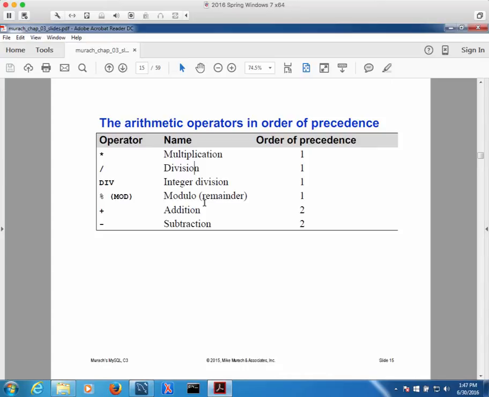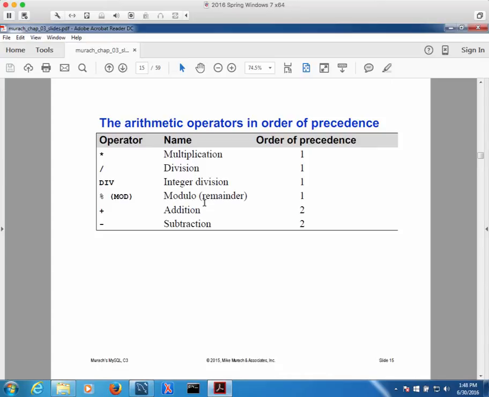Okay, but there are rules that say in the absence of parentheses, we do some operations before others. And that's called the order of precedence. So some of these operators are considered stronger. Multiplication, division, integer division, and modulo are the strongest. Addition and subtraction are the weakest. So we do the strongest before the weakest, and if things have equal strength, we do the one on the left before the one on the right.